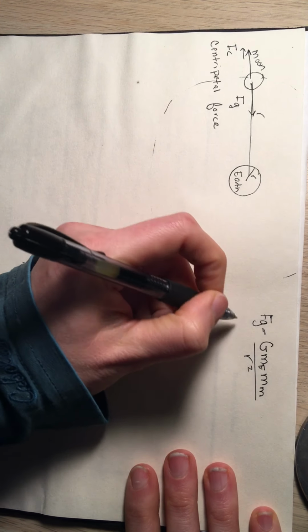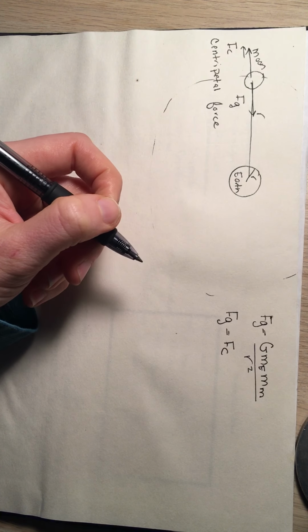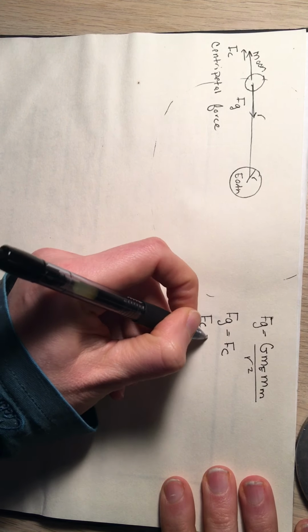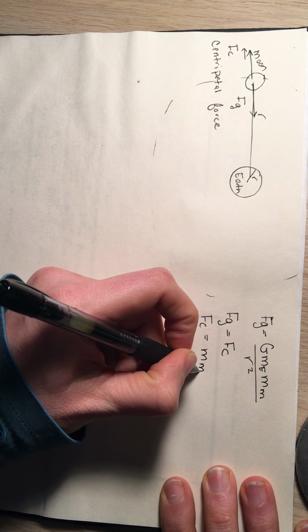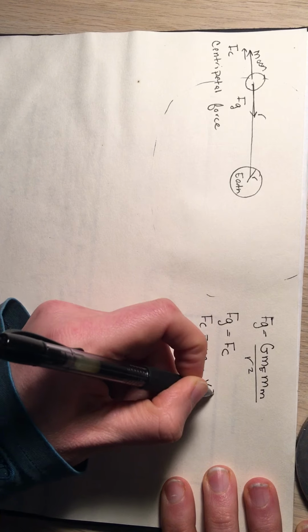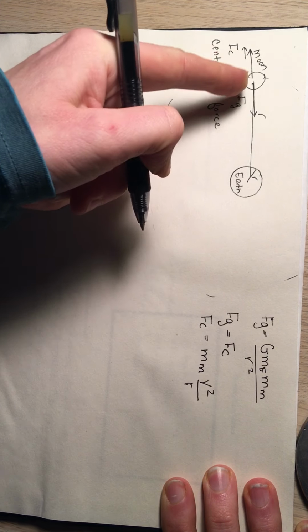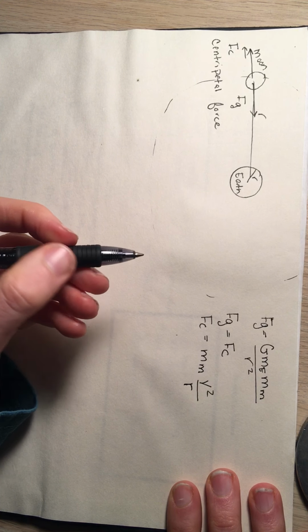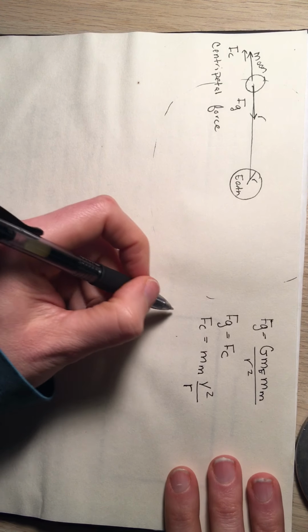Okay, let's write that as an equation. Force gravity equals force centripetal. Well, what's centripetal force? What's the mathematical expression for that? Force centripetal equals the mass of the moon times the velocity of the moon squared divided by the distance between the moon and the Earth. So we'll call that R.